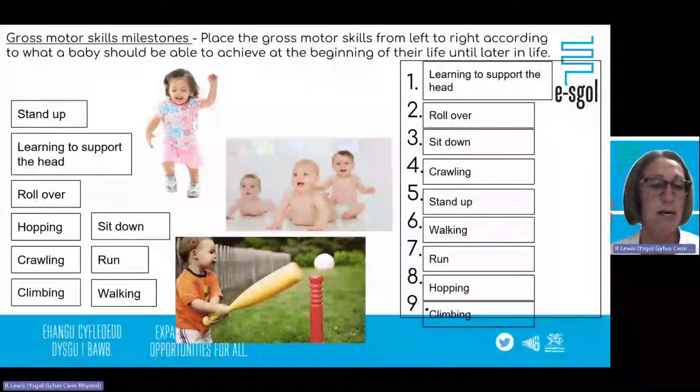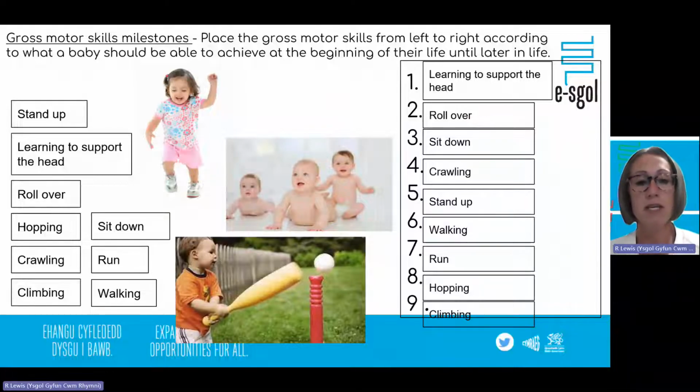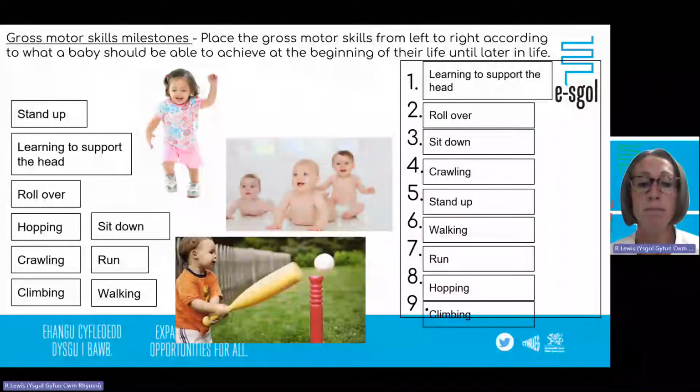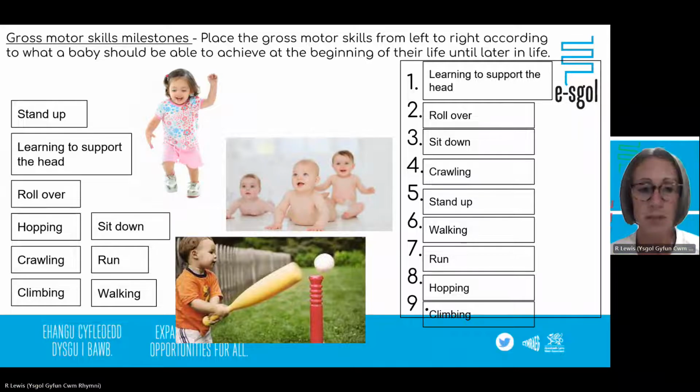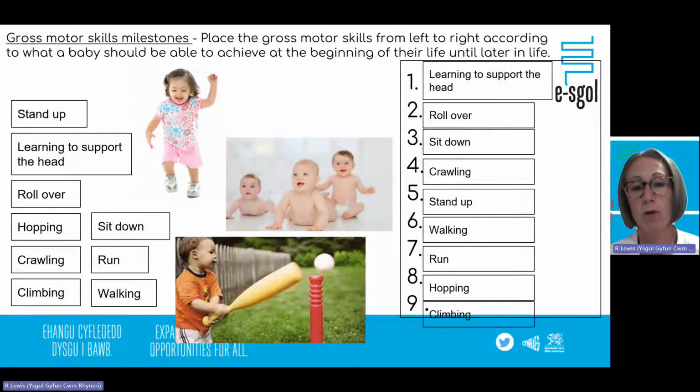Okay, so this is just an easy activity where obviously I have 9 examples of gross motor skills, and are we able to put these in order in terms of what I'd expect a baby or an infant to do first? Okay, so the first thing I would expect from the list on the left is that they learn to support their head, and they can then roll over. They can sit down or sit up unaided. They then begin to crawl, and they can stand up. And because they can stand up, they can walk.